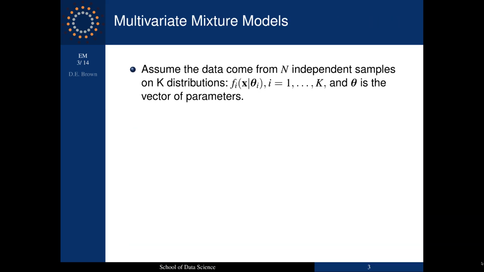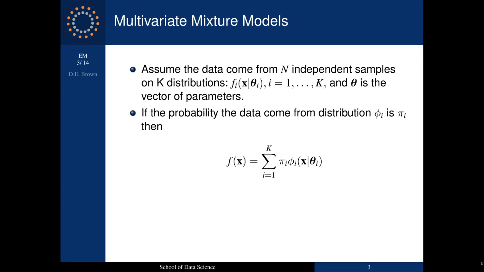We're going to focus here on these Gaussian mixtures. So let's start with what a mixture model is in this larger sense. The last class we looked at univariate cases. We're going to generalize that to a multivariate case. So again, we've got n independent samples from k distributions. These are our clusters, if you will. And bold theta is the vector of parameters for our particular distributions, and these are multivariate distributions.